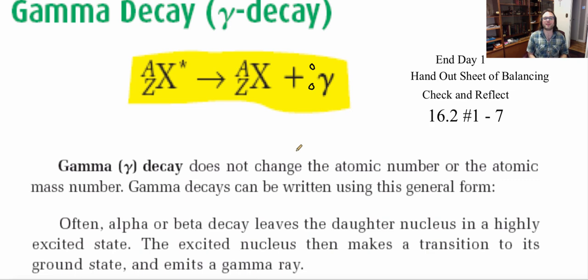Often alpha and beta decay leaves the daughter nucleus in a highly excited state. So this is where gamma decay happens. After this highly excited state, the nucleus then makes a transition to its ground state and emits a gamma ray. So that's where we get our gamma radiation, which tends to be the most penetrative of all the radiations that we learned earlier.